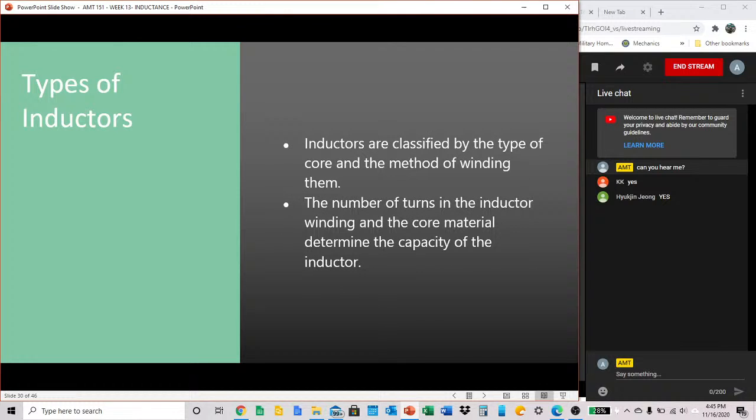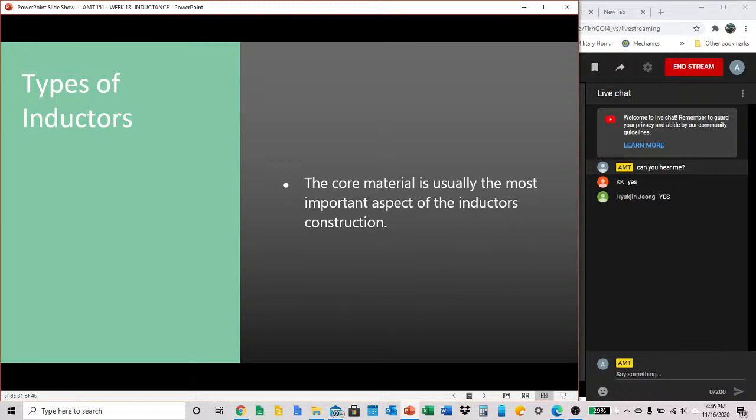Inductors are classified by the type of core and the method of winding of them. The number of turns in the inductor winding and the core material determine the capacity of the inductor. The core material is usually the most important aspect of the inductor's construction.